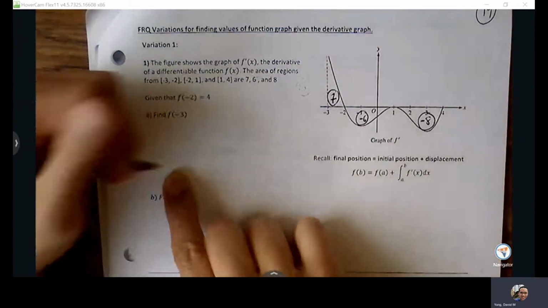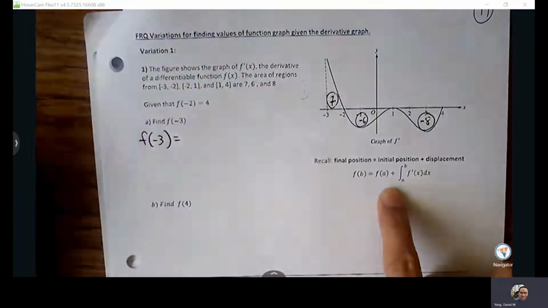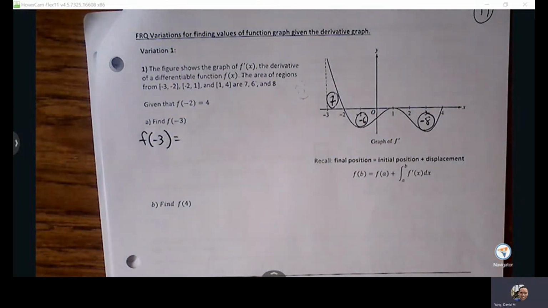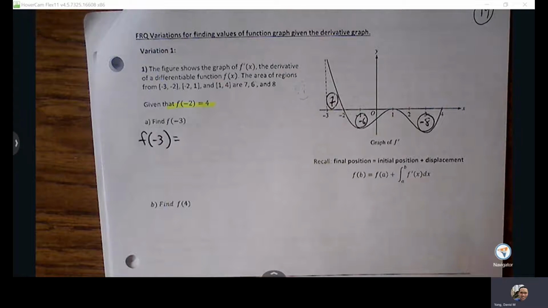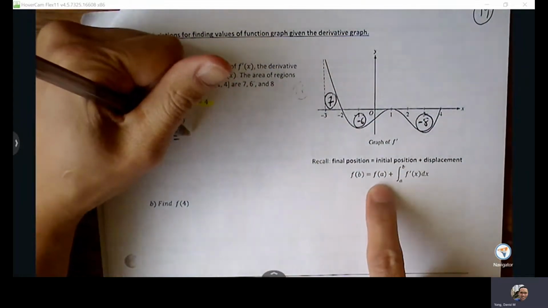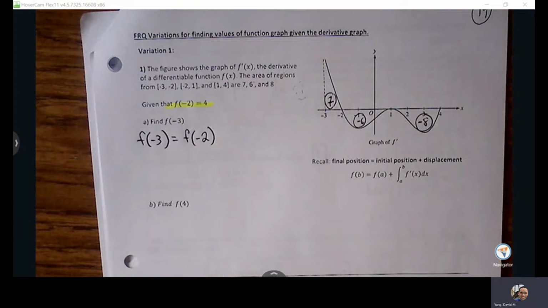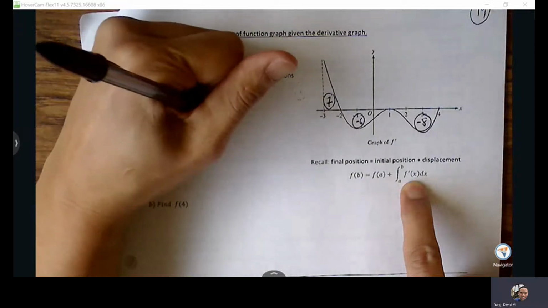So if I want to find f of -3, it's going to follow this formula. Your initial position is whatever is given to you. Here, what's given to you is the fact that f of negative 2 is 4. So we're going to start at f of negative 2. And if I want to find f of negative 3, if I'm starting at f of negative 2, I need to bridge that gap between those two locations. So to bridge that gap, I'm going to take the definite integral plus.